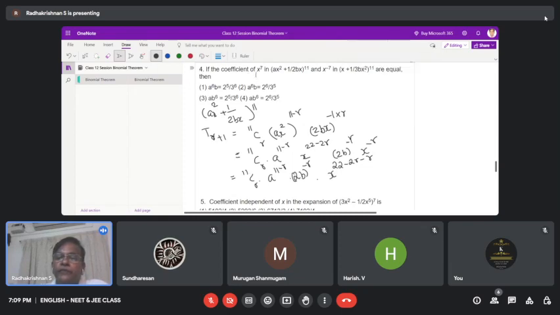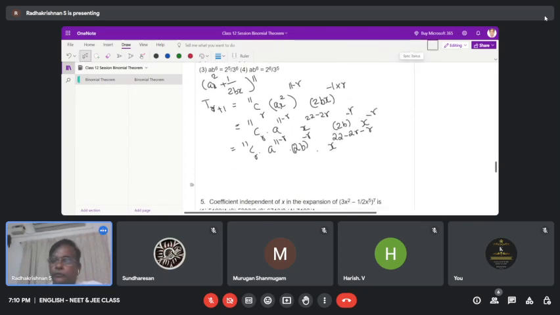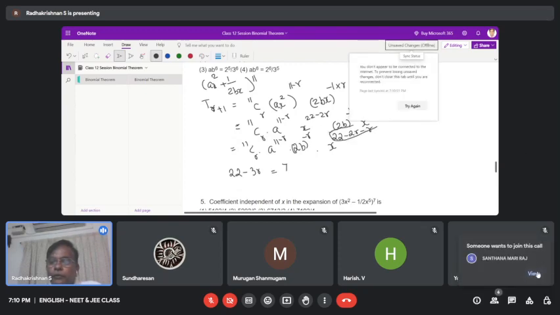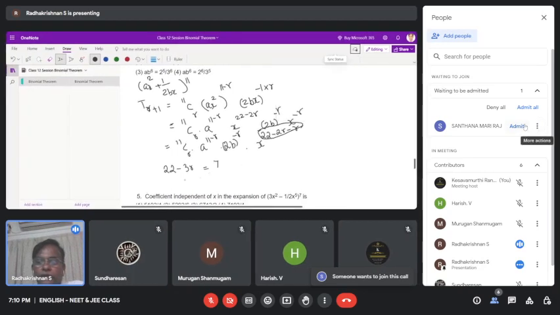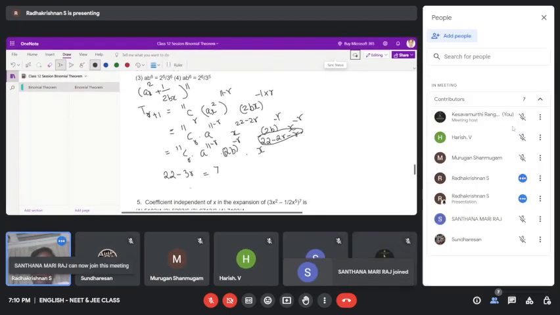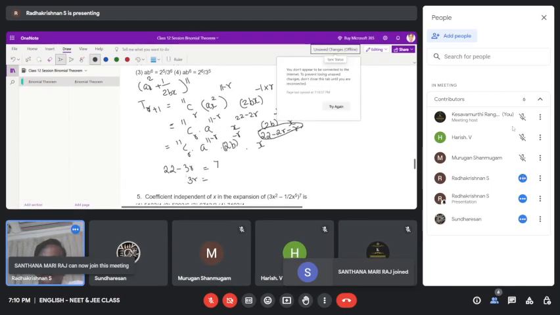So coefficient of x power 7. What will be the coefficient of x power 7 here? What is the value of r for which the power will be 7? So that means 22 minus 3r equal to 7. I have written 22 minus 2r minus r as 22 minus 3r, and I am equating it to 7. So that means 3r equal to 15, r equal to 5. So you get r equal to 5.